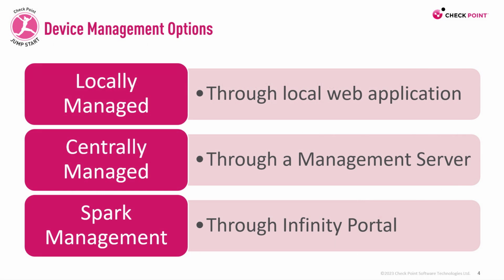As we discussed in previous videos, there are three ways to manage your Quantum Spark. The first option is the locally managed, where you use the single web application to manage both the security policy and the device itself. Next, we have the centrally managed option, where you need a dedicated security management server. Can be open server, can be on cloud, can be on an appliance, but it's more scalable. And if you want it to be even more scalable, you would use the Spark management option.